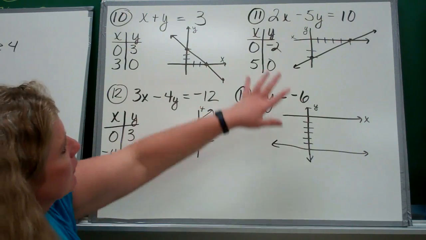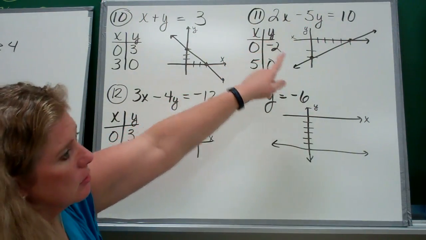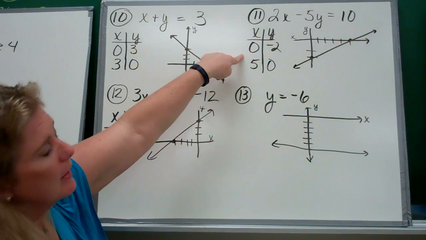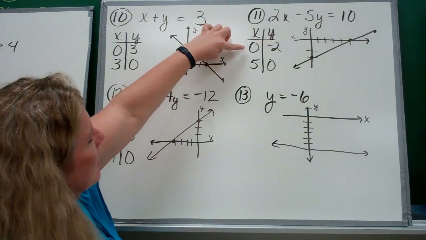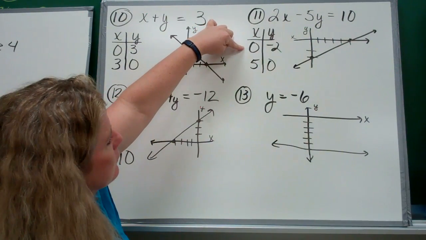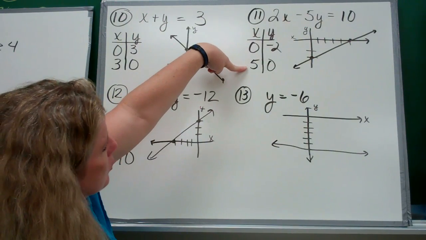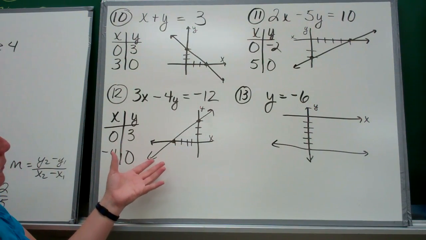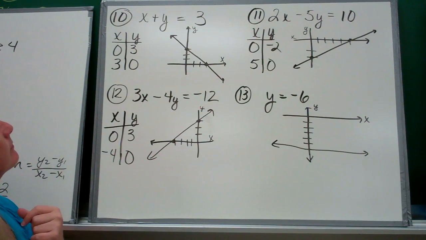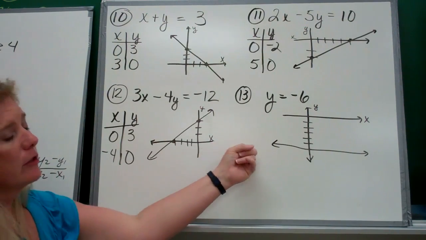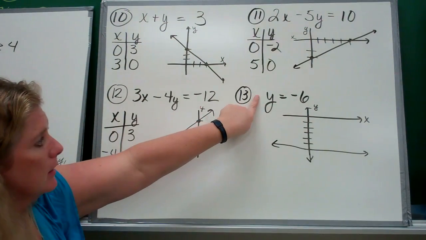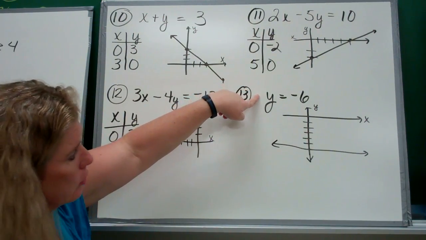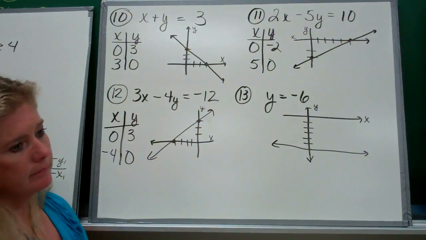Number 11, graphing again. And again, it's in standard form, so I'm finding the x and y intercepts. When x is 0, y is -2. When y is 0, x is 5. Plot the points and graph. Number 12, same situation. Okay. Number 13, this one is a horizontal line. If there is no x, then it is a horizontal line. If there is no y, then it is a vertical line. And here it is.